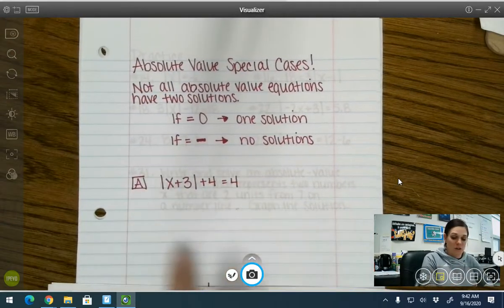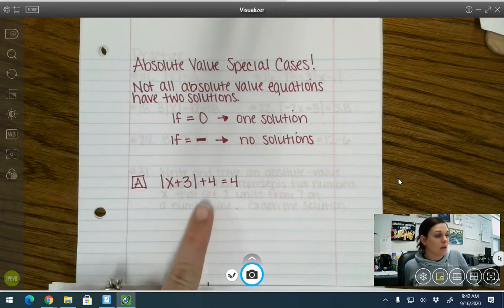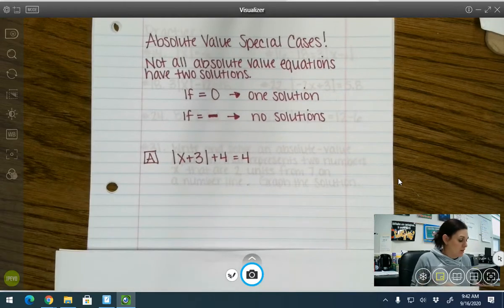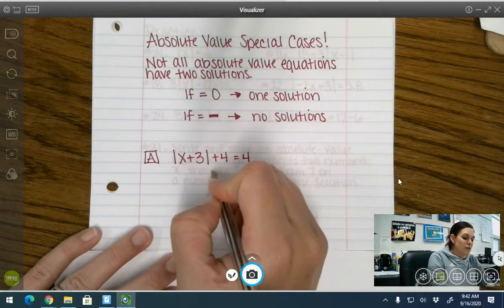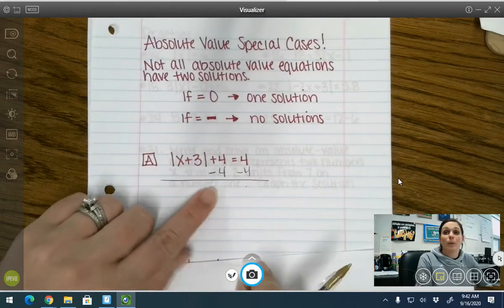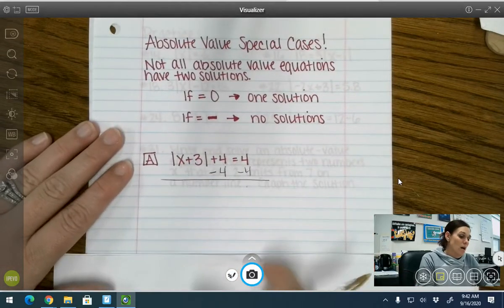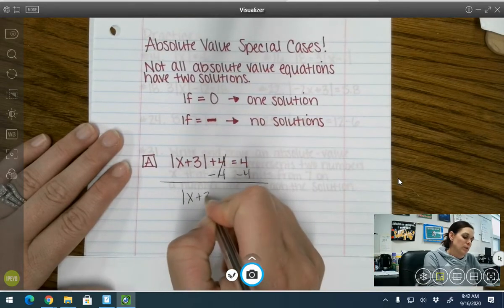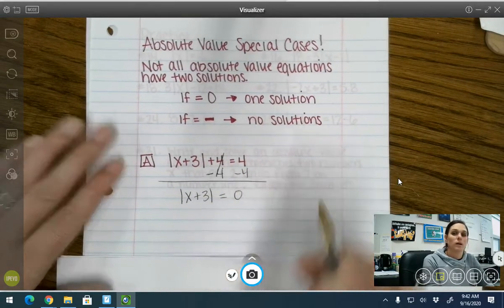So first things first, we're solving just like we've been solving. This would technically be considered a hard level because I'm going to be doing 2 different things with it. All right, so first step is we need to subtract 4 from both sides, so that way we can get rid of this plus 4. All right, that creates 0. So we get the absolute value of x plus 3, close absolute value, equals 0.